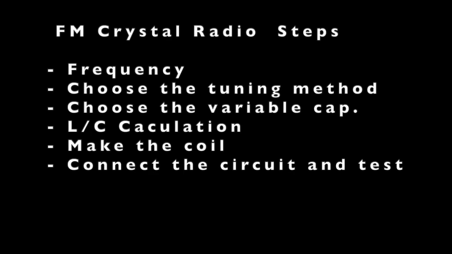To make an FM crystal radio, you have to first determine the frequency range, then choose the tuning method. We'll choose the variable capacitor at this time. Then we do some calculation to find out the inductance and the capacitance required. And then we can make the coil and finally connect it into the circuit and test. We'll be using the same universal 3DQ crystal radio module that we made in the past videos. If you missed that, follow the link in the description and rewatch that part.